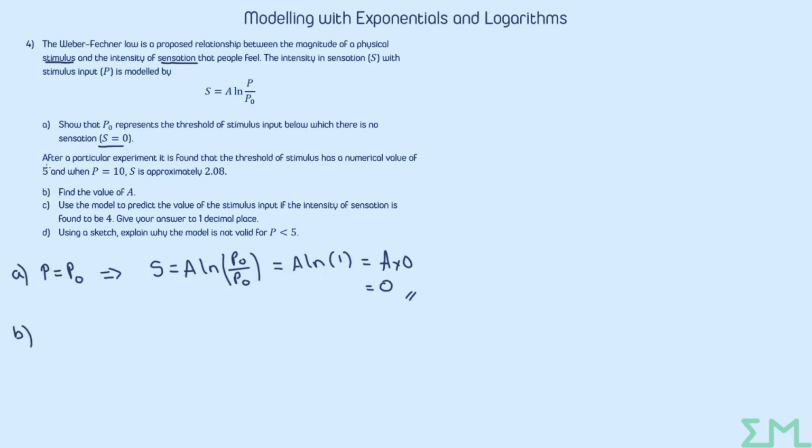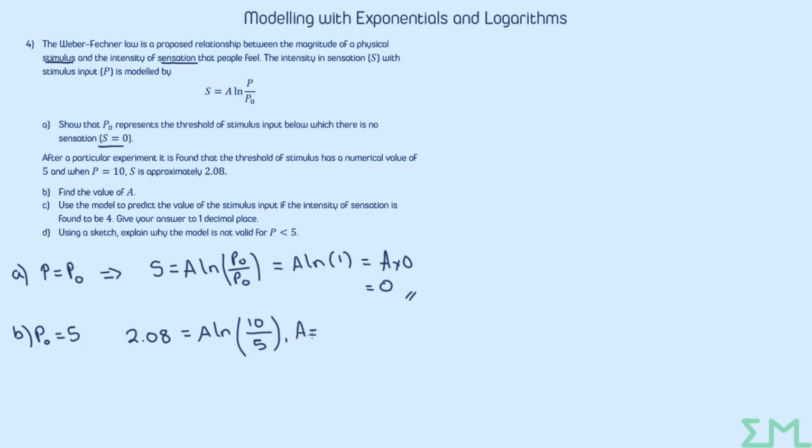Part B. After a particular experiment is found, the threshold of stimulus has a numerical value of 5. Okay, so that's our P0. It's 5. And we got when P is 10, S is approximately 2.08. So now we can find out the other constant A in the formula. So S is approximately 2.08, and that therefore equals A ln, now P was 10 when S is 2.08, so 10 over P0, which we were told in the question is 5.